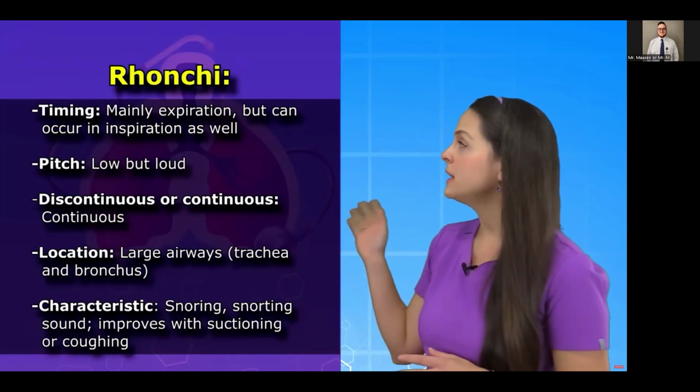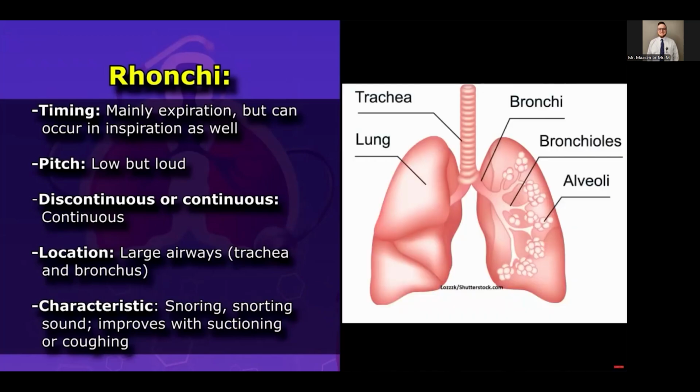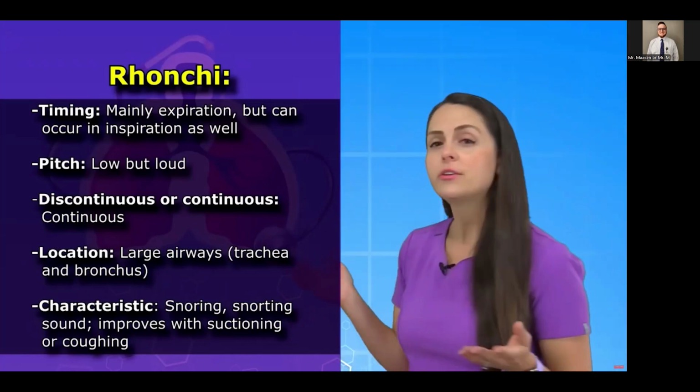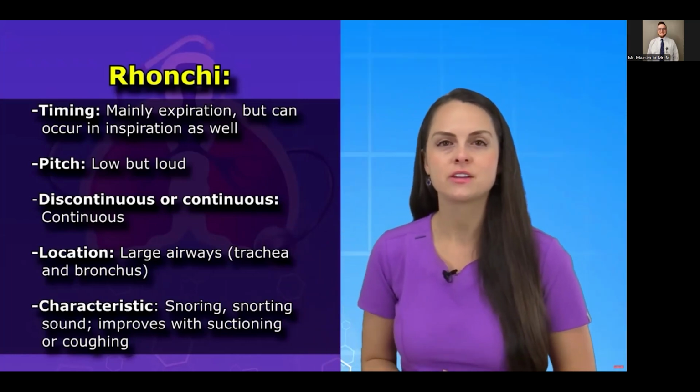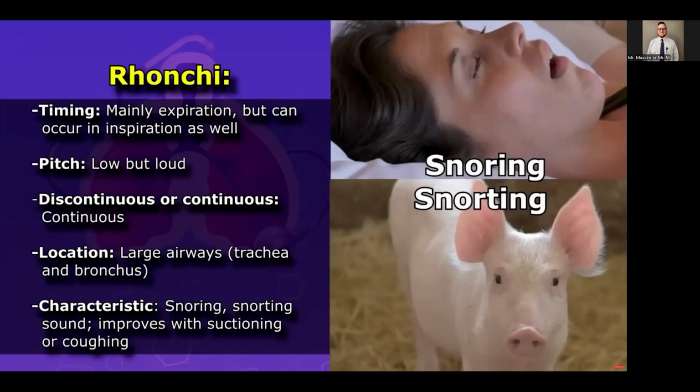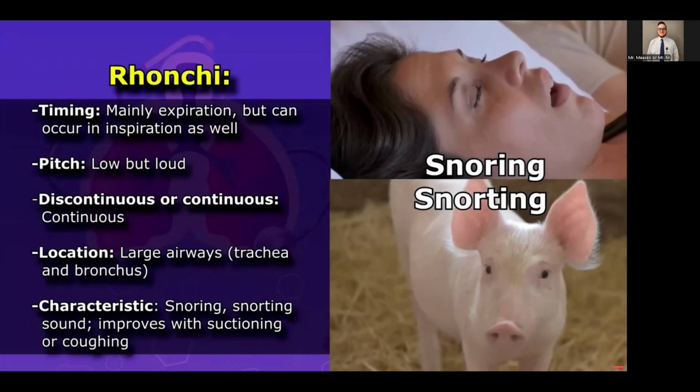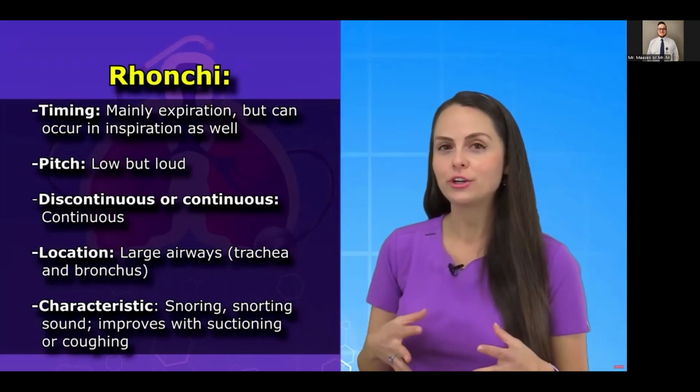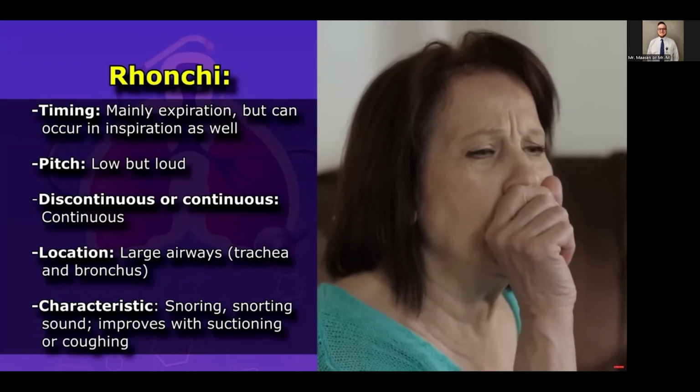In addition, they're going to be continuous and located in large airways like the trachea and the bronchus. And they're going to have a defining characteristic where when you listen to that sound, it's going to sound like a snoring or a snorting sound that can decrease or go away with suctioning or coughing.